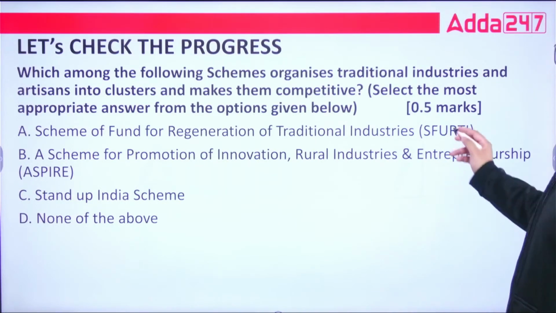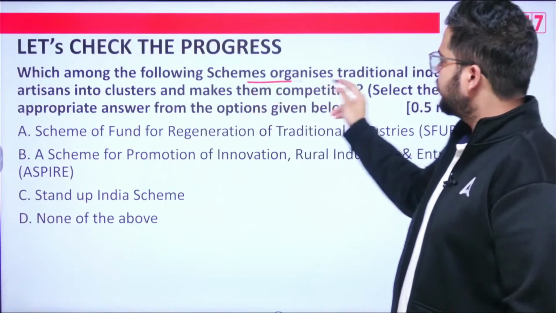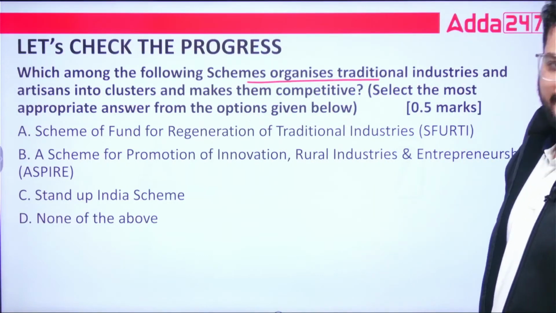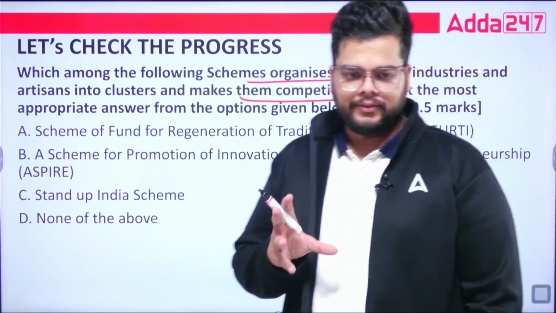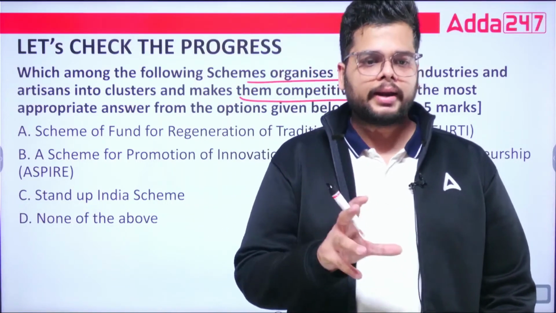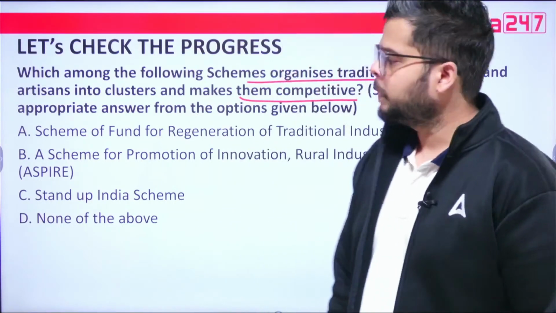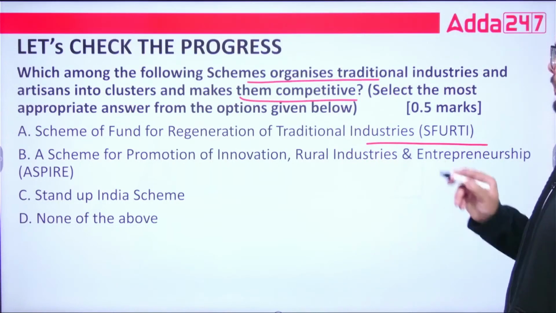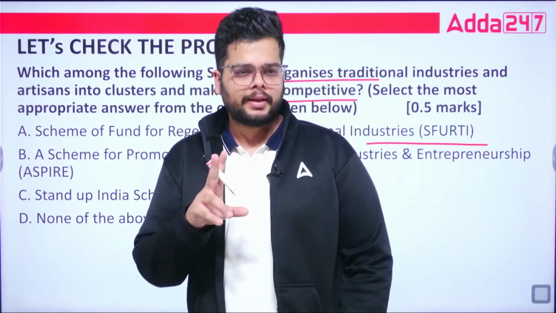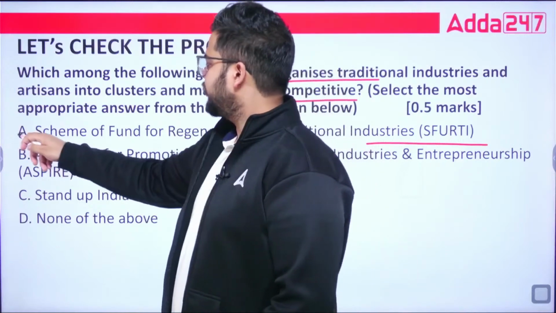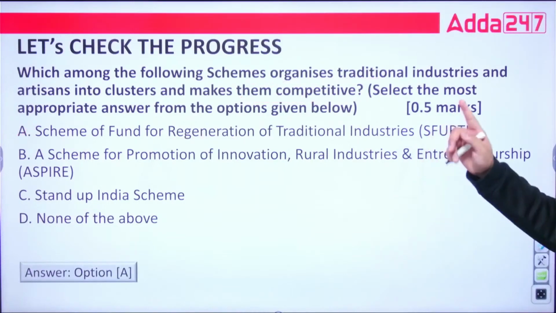Okay. Now the question asks you regarding the scheme which, among the following schemes, organizes the traditional industries and artisans into clusters and makes them competitive. First, the traditional industries will be organized into clusters, and then competition will be imbibed in that cluster. So is it the SFURTI scheme, ASPIRE scheme, Stand Up India scheme, or none of the above? As we have already seen twice, the Scheme of Fund for Regeneration of Traditional Industries will be the right answer. That is SFURTI, option A.